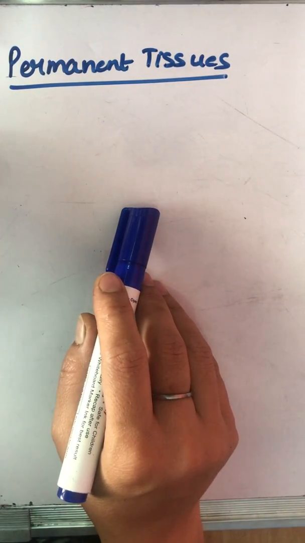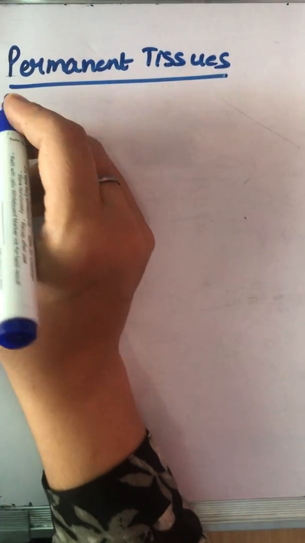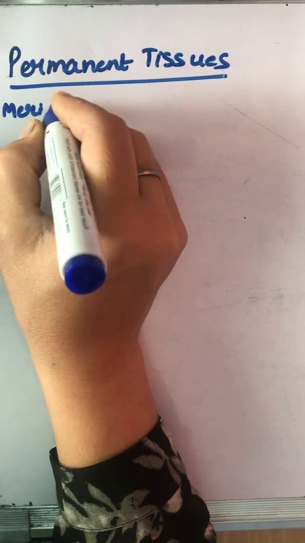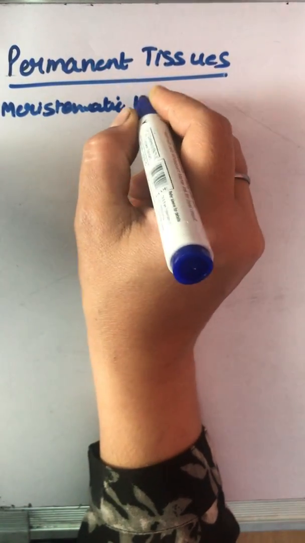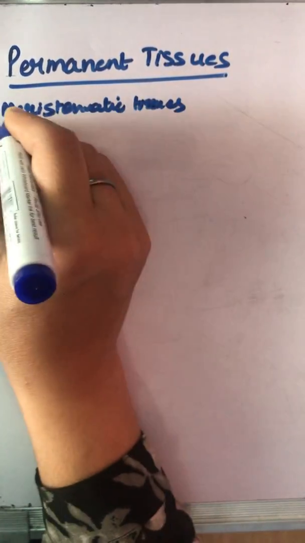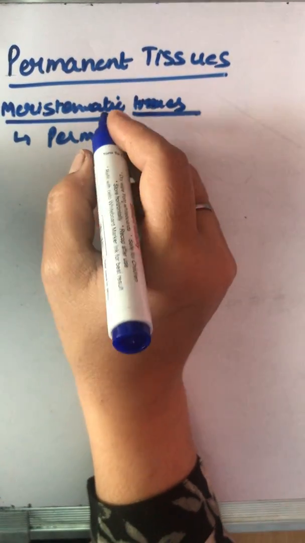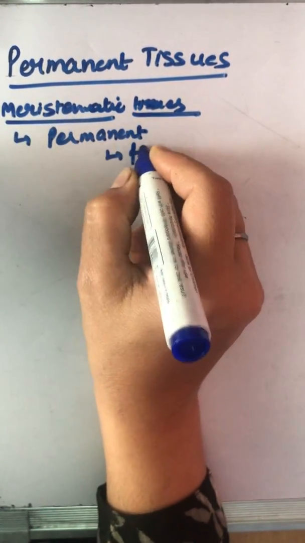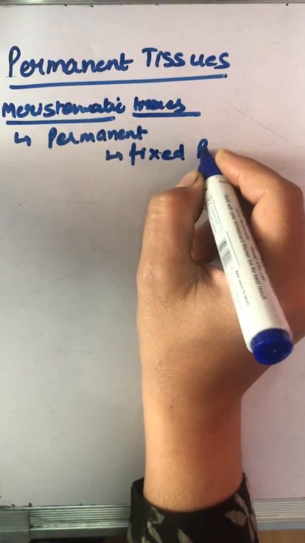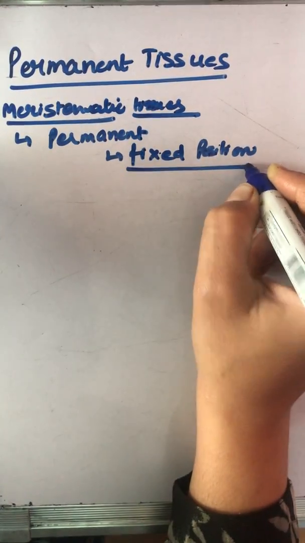Permanent tissues. Now, from where do they originate? First of all, they originate from meristematic tissues and they become permanent. What does it mean? It means now they have got a fixed position. Where? In the plant body.